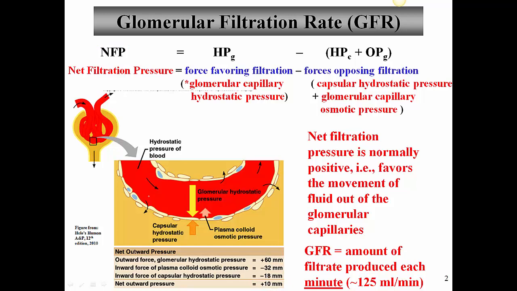Now the amount of fluid that moves out from the glomerular capillaries into the capsular space every minute is known as the glomerular filtration rate. We define this formally as the amount of fluid that's pushed into the glomerular capsules of all the nephrons of both kidneys every minute. Very important number for you to remember. The average glomerular filtration rate is about 125 milliliters per minute.